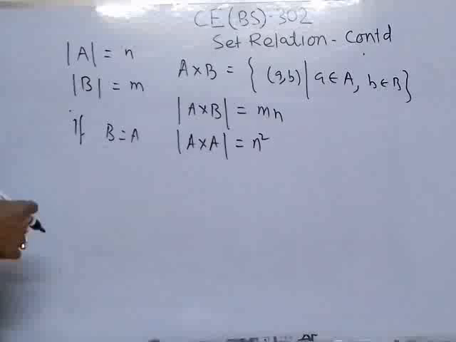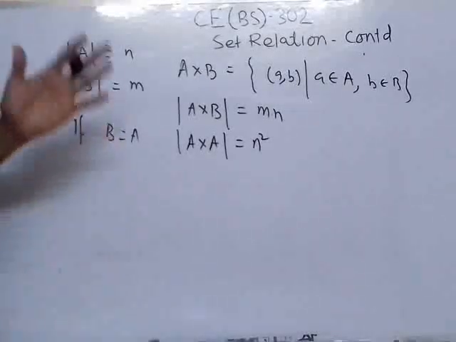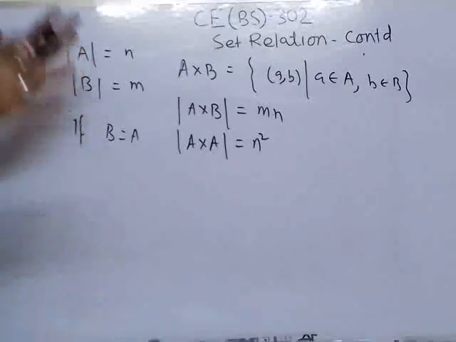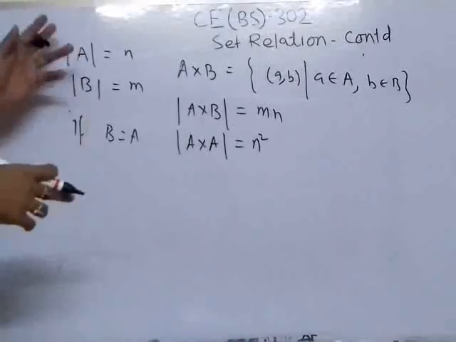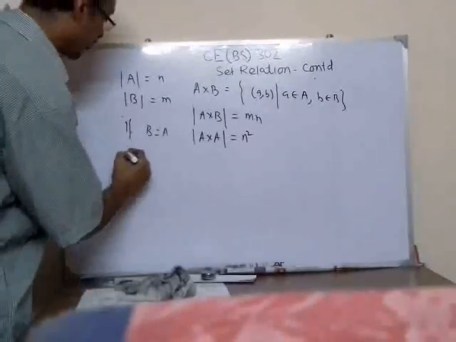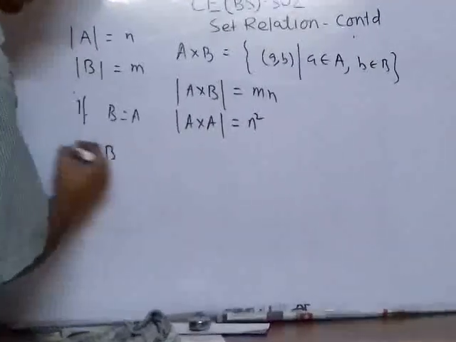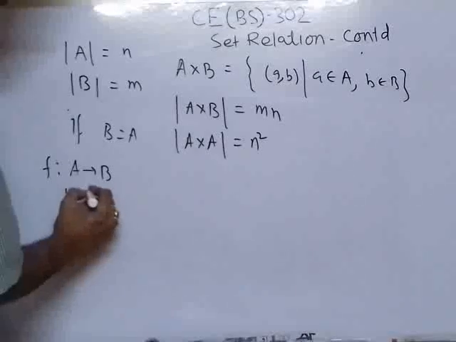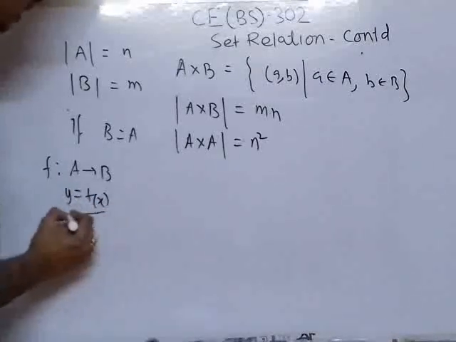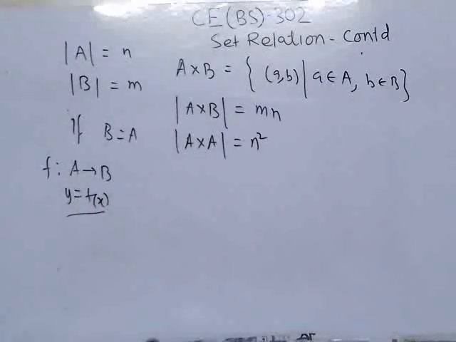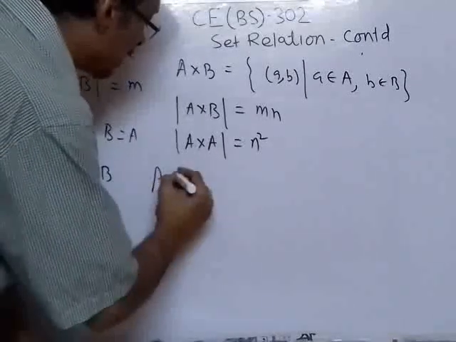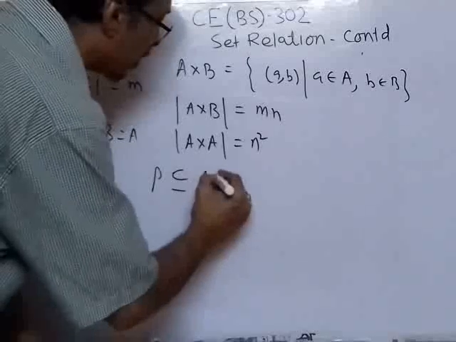Now let us calculate the total number of relations that can be constructed from the sets A and B. So a relation f from A to B, where y equals f(x). How many such relations are possible? Simply, I have already defined a relation as a subset of A cross B.